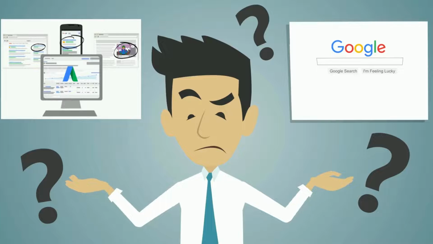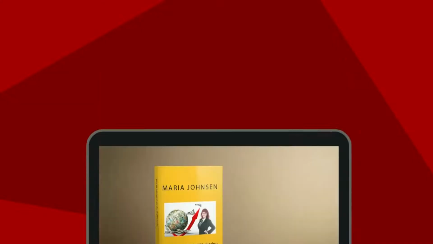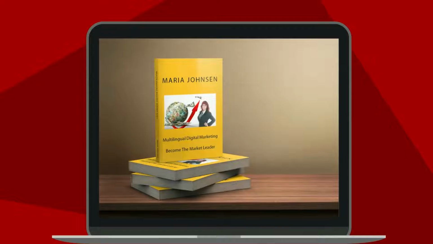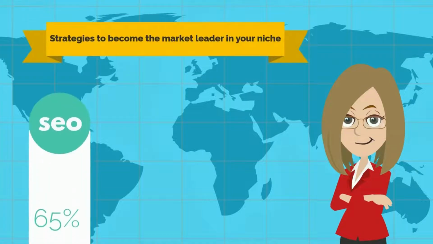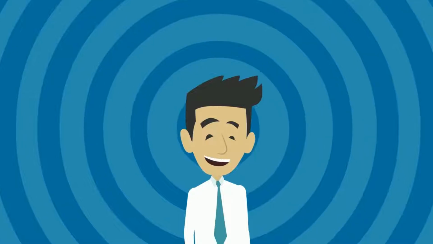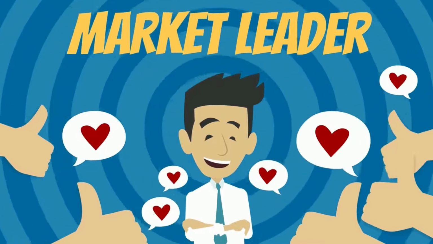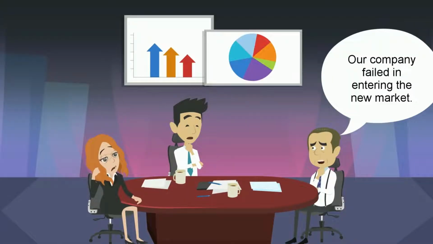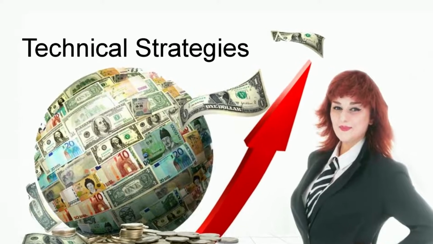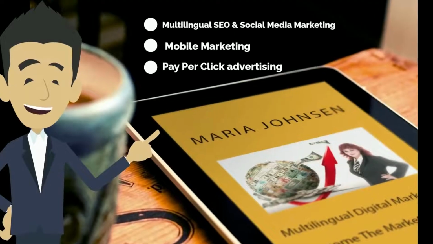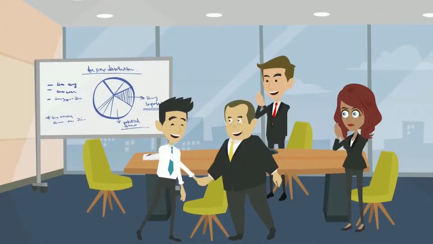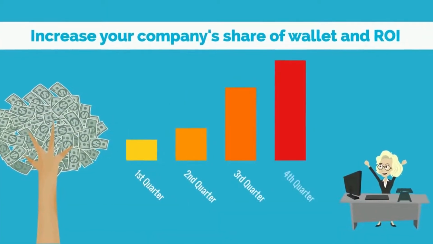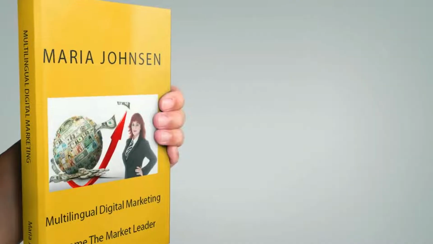to improve your organic and paid search results in Europe and North America. Introducing Multilingual Digital Marketing. Explore the lucrative strategies in multilingual digital marketing. This book answers the most burning questions, such as how to become the market leader within your industry, why many businesses fail in entering new markets, technical strategies of multilingual search engine optimization, social media marketing, mobile marketing, and pay-per-click advertising. How can your business become successful in other countries? And most importantly, how to increase your share of wallet and ROI.